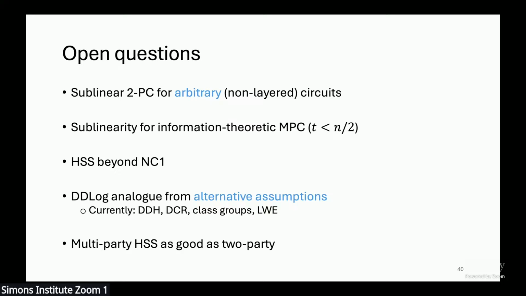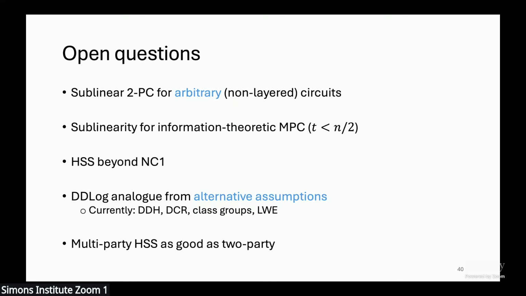That's completely unknown, and there are a few lower bounds on the communication complexity of information theoretic MPC, but they're quite restricted in models or what they actually achieve. Of course, HSS beyond NC1, we have some partial progress. It would be great to see how far we can push this. I have the dream of eventually getting HSS for P, so you can match what you can get with FHE, but yeah, who knows?